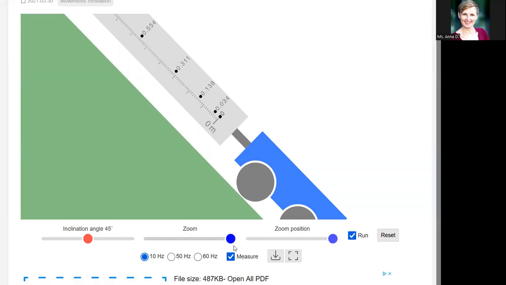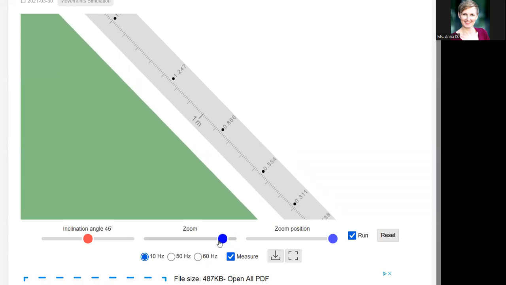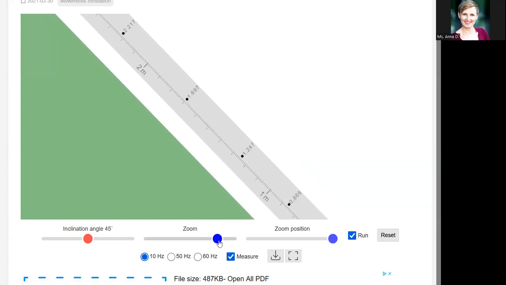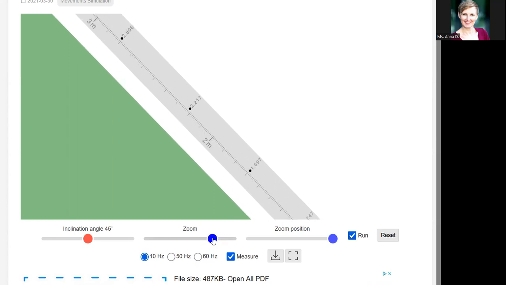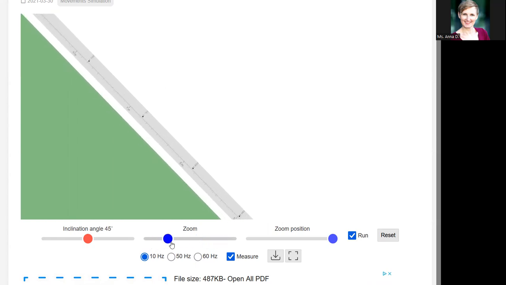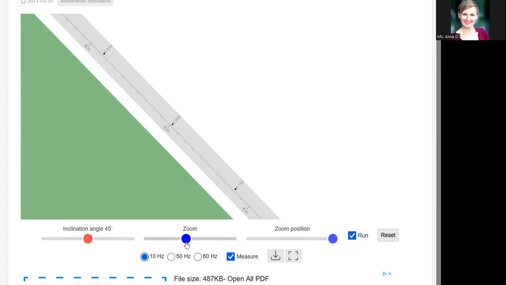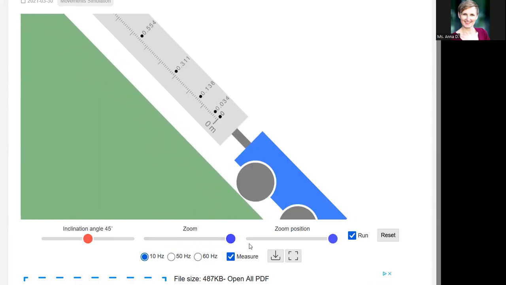So the goal is to learn to use information and then ask yourself different questions. What if I change the angle? What if I change the frequency? Will acceleration change? What if I take dots closer to the end of the journey? Will it be more accurate? Different questions you can ask.